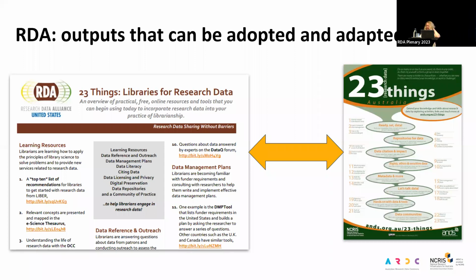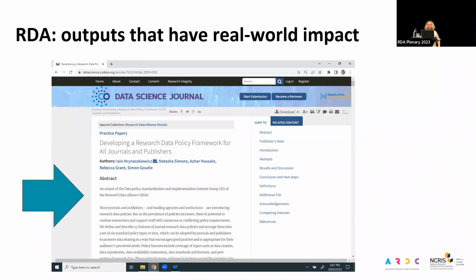And as Michael Witt from Purdue said, he was the co-chair of the Libraries for Research Data Interest Group, he said you took the 23 things and strapped it to the back of a rocket. And it just shows you can adapt the outputs really well from RDA. There are also outputs that have real world impact.